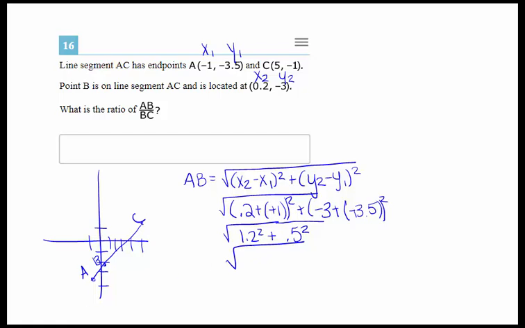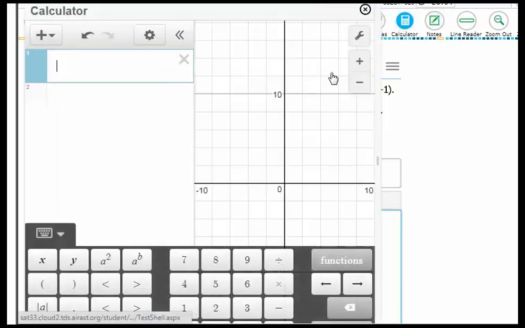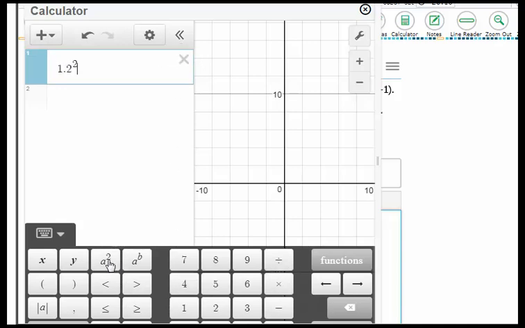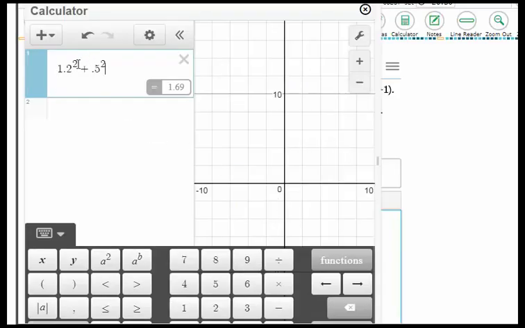Then you can use Desmos in order to help also. This is the actual question on here. If we wanted to do this, you could do 1.2 squared and then plus your 0.5 squared. You should get 1.69. Then if we take the square root of that, you could just put all of this in parentheses and put a square root sign in front, or you could rewrite everything too. Either way would be okay.